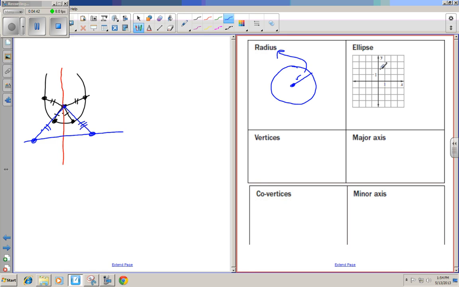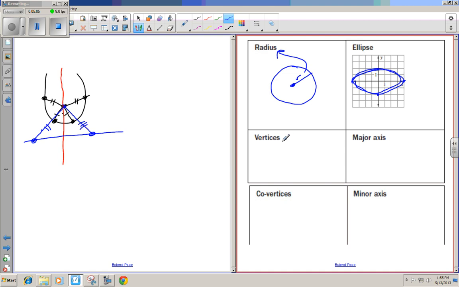An ellipse looks a lot like a circle, but it does not have a radius. It looks more like an oval, or football, or rugby, or whatever you want to say it looks like. That is what an ellipse looks like. That is an example of it.